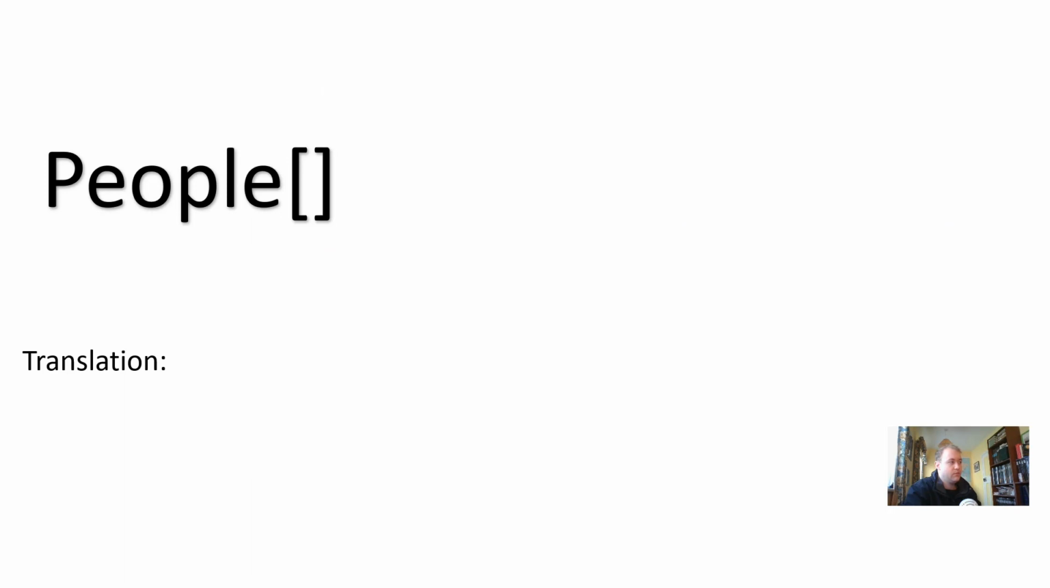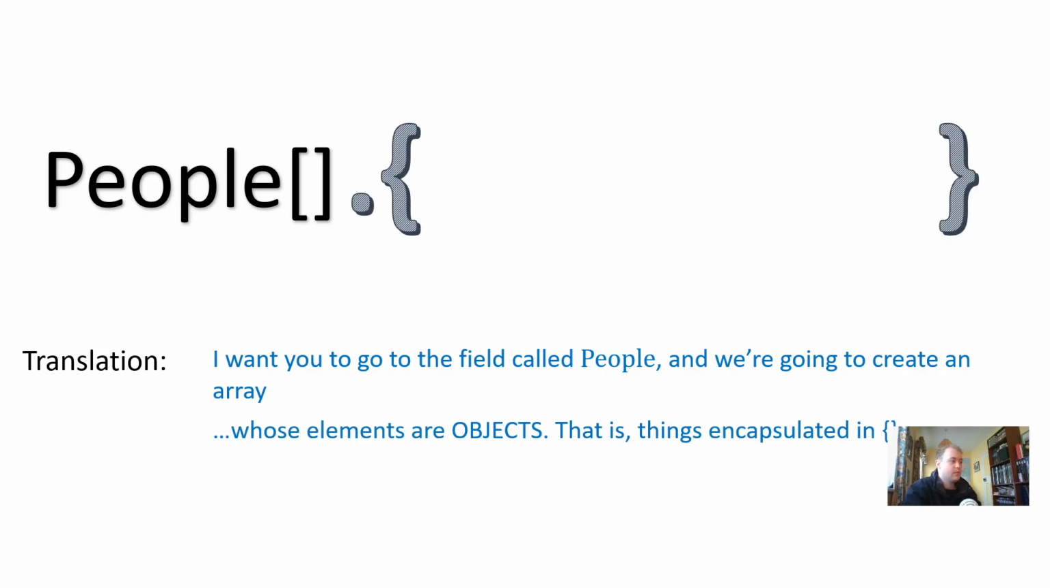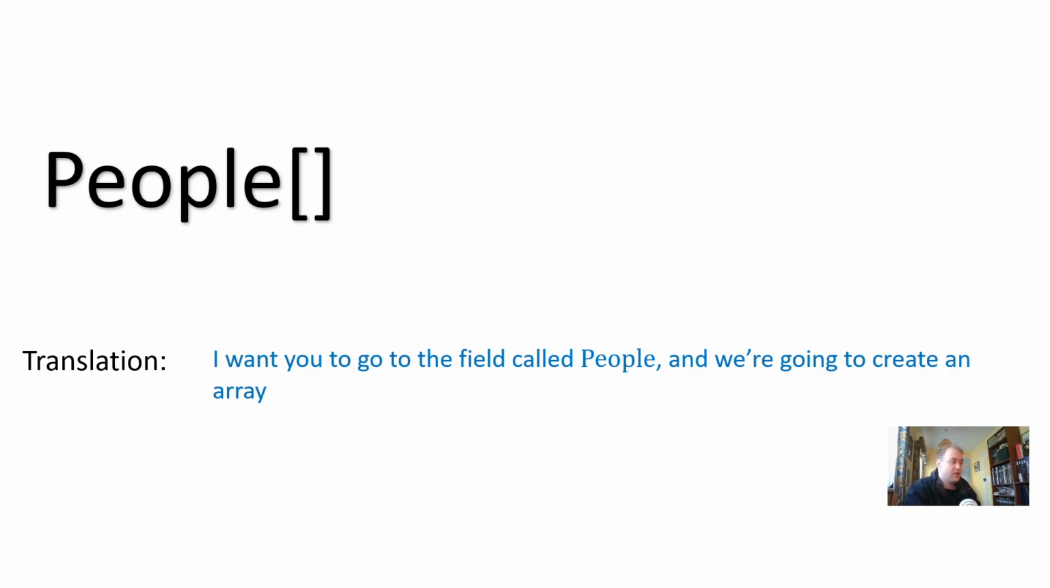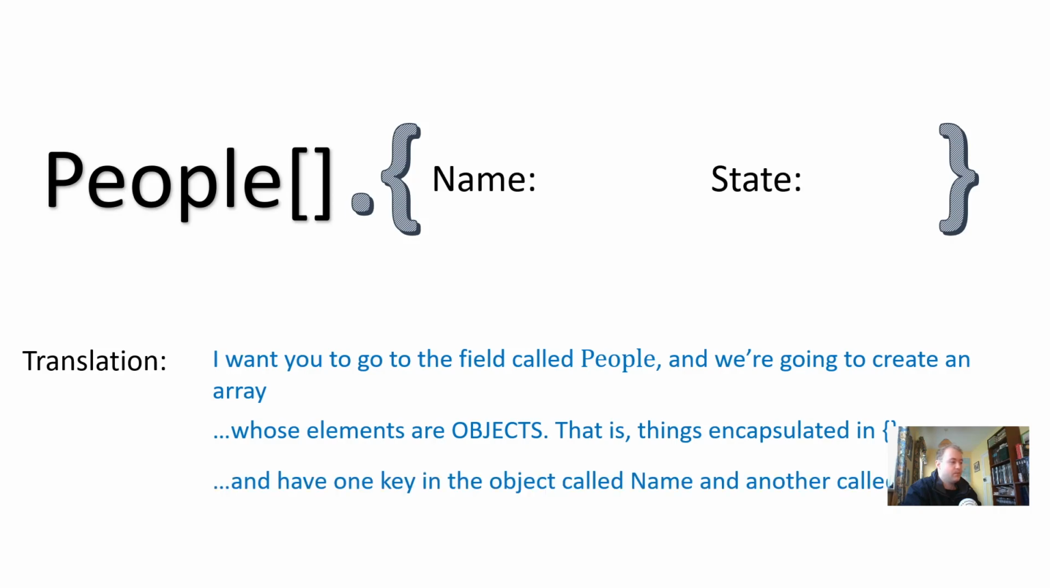People. So that's saying I want you to go to the field called people, field key, and we're going to create an array whose elements are objects. That's what that's saying. Whose elements are objects. That is, things encapsulated in curly brackets.